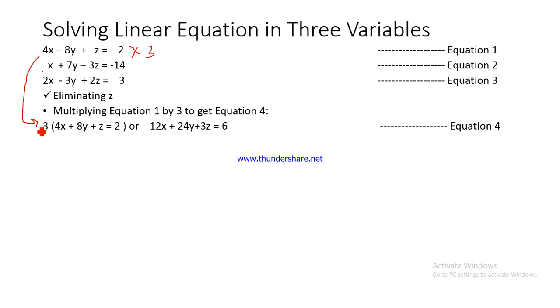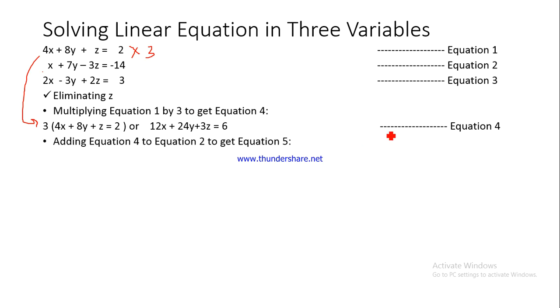So this is what we have done, and I have told you that you have to perform the same function on both sides of the equal sign, which means the left hand side as well as the right hand side. So I've multiplied the whole equation, not only the left hand side but the right hand side. That is why this bracket is shown outside. Now when you multiply it, this becomes 12x plus 24y plus 3z. On the right hand side also multiplied by 3, it will become 6. So this is how equation 1 is now transformed, and we are calling this equation 4.